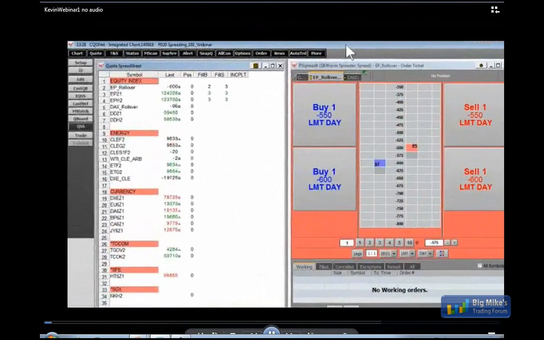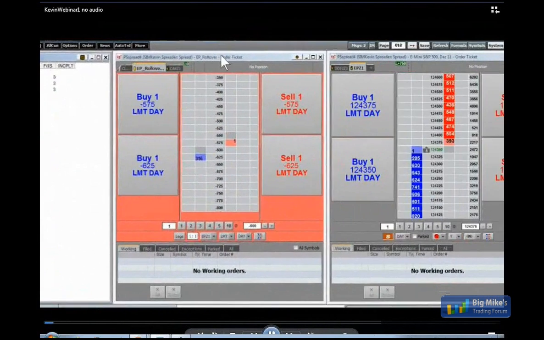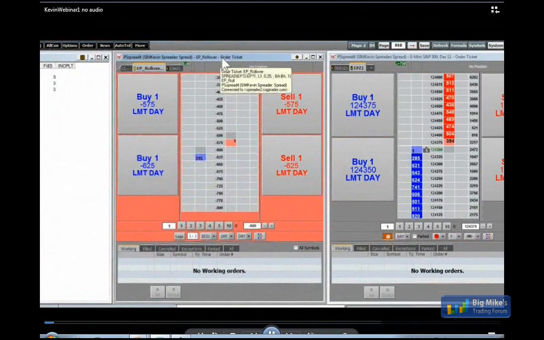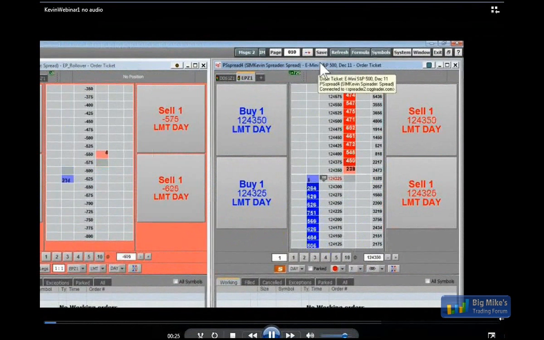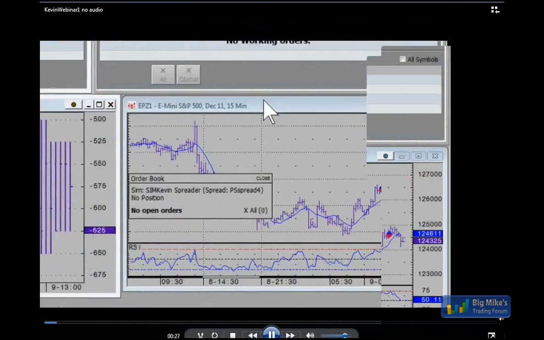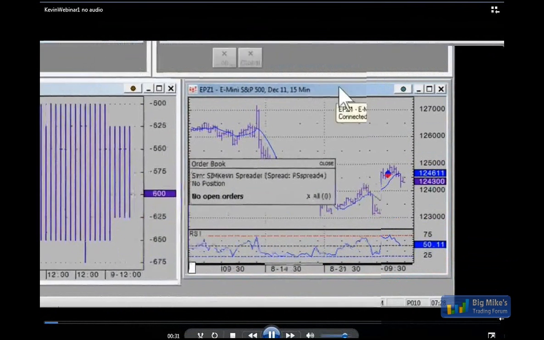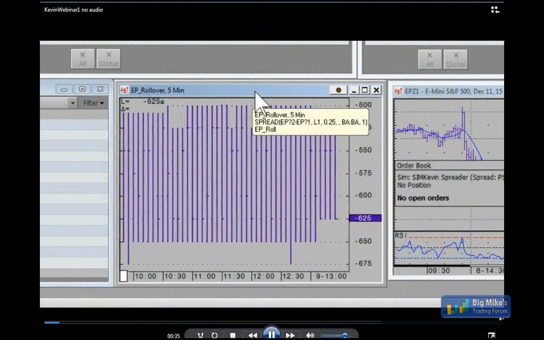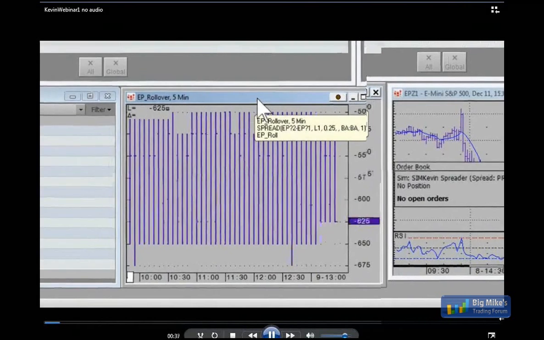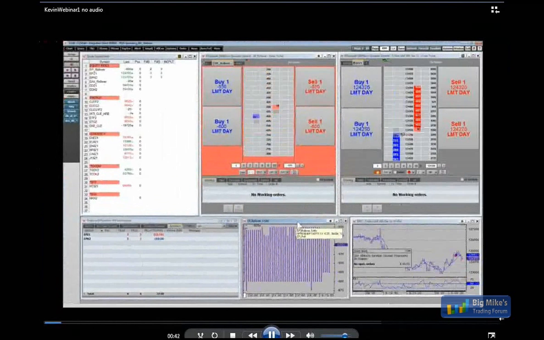As we see here, I've got a quote spreadsheet. This is a list of all the contracts that I'm going to be looking at. In the middle here, I've got the order ticket, and I've got a second order ticket off to the right. Down below there, I've got a chart of the E-mini December contract outright. And as well, I've got a chart of the synthetic strategy in this case. You can graphically see my spread strategy in the chart.